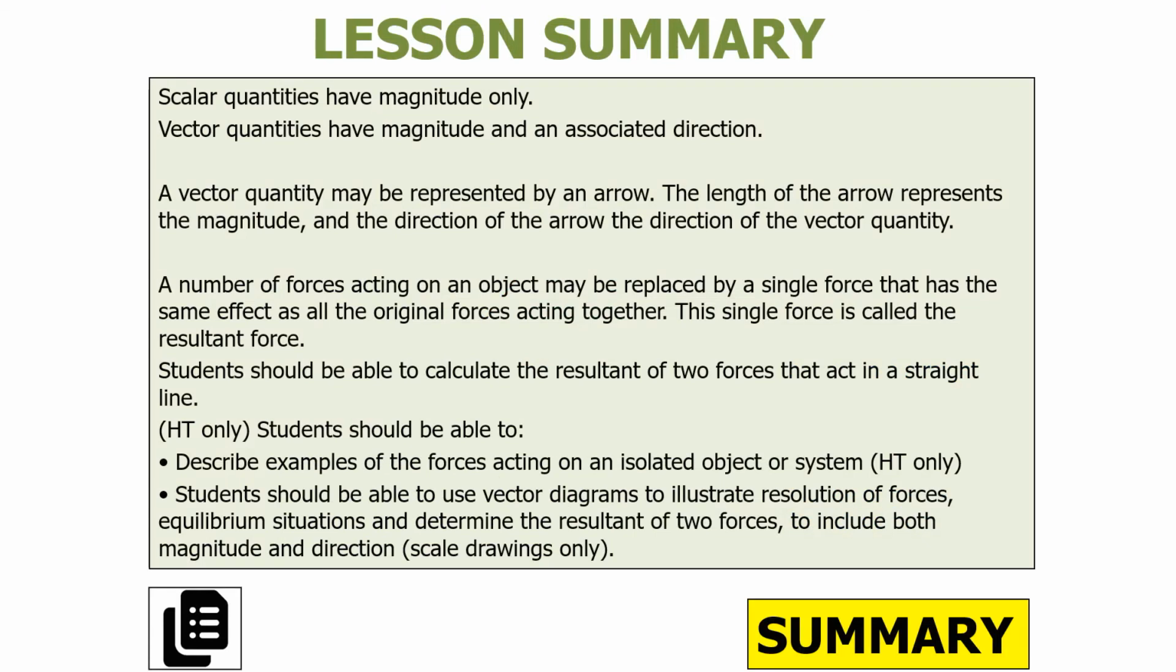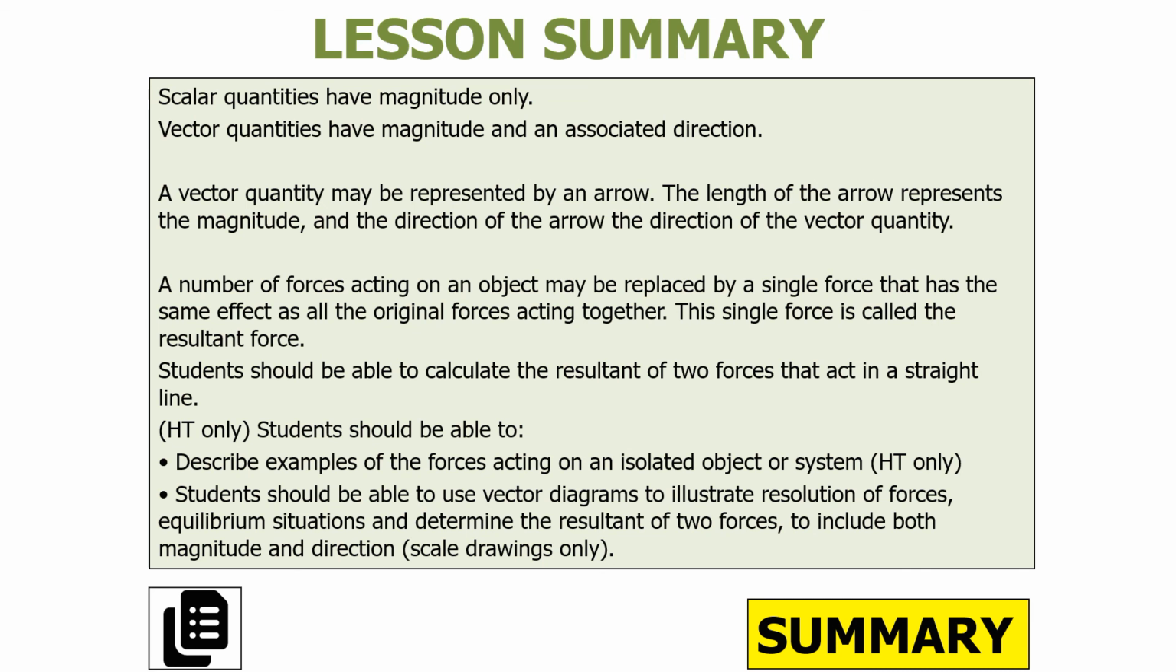So what have we learnt in today's lesson? Scalar quantities have a magnitude only. Vector quantities have a magnitude and an associated direction. A vector quantity may be represented by an arrow. The length of the arrow represents the magnitude, and the direction of the arrow shows the direction of the vector quantity.